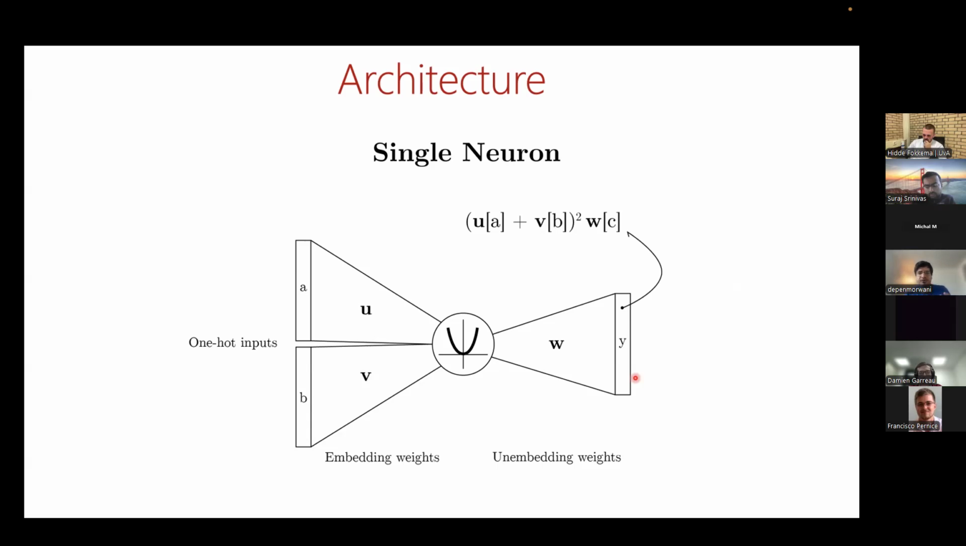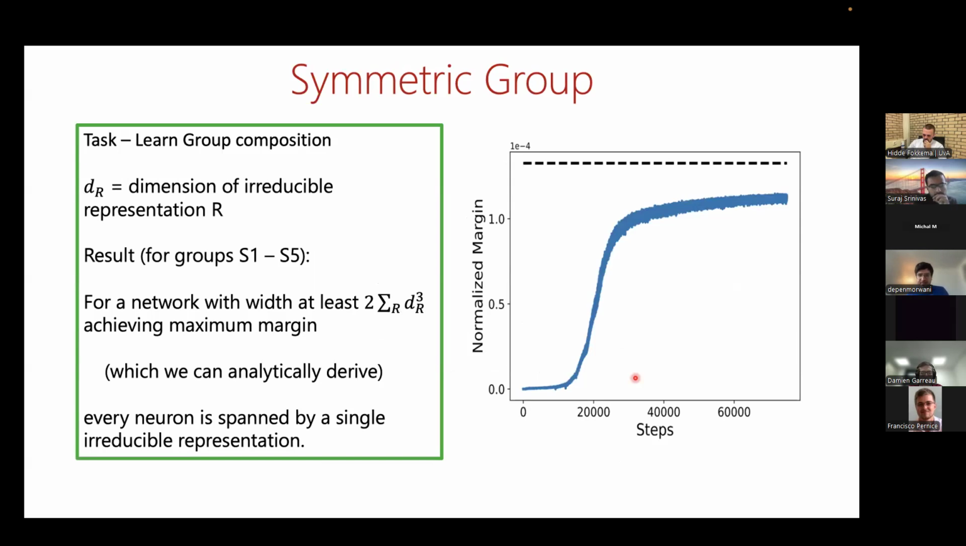I'm not going to go into the proof of this as well, I'm just going to tell what the final result is. So only for the groups S1 to S5, what we show is that for a network with width at least this, where this is the dimension of the irreducible representation R, we can discuss this more for sure, but for now I'll just provide the basic result. What we show is that every neuron, like it was spanned by a single frequency in the previous case, is spanned by a single irreducible representation of that particular group. And we can explicitly derive the max margin in this case as well.